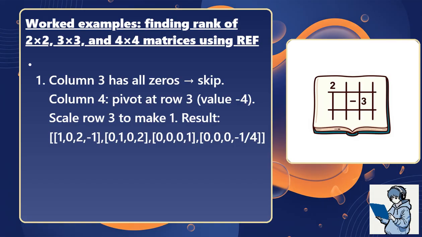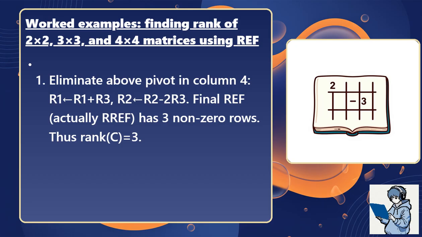Scale row 3 to make 1. The matrix becomes first row 1, 0, 2, negative 1, second row 0, 1, 0, 2, third row 0, 0, 0, 1, fourth row 0, 0, 0, negative 1. Step 4, eliminate entries above the pivot in column 4. Row 1 becomes row 1 plus row 3, row 2 becomes row 2 minus 2 times row 3.